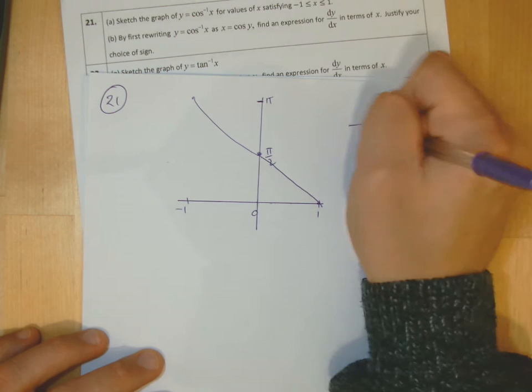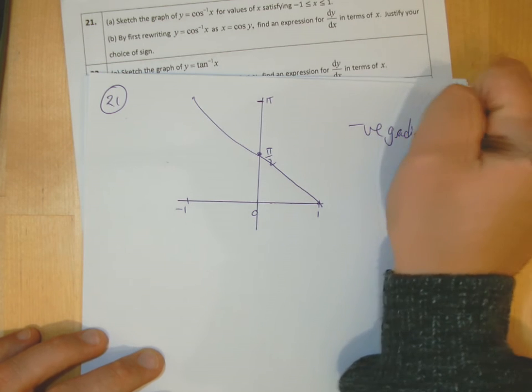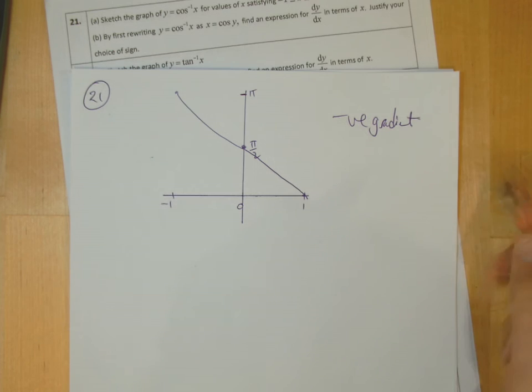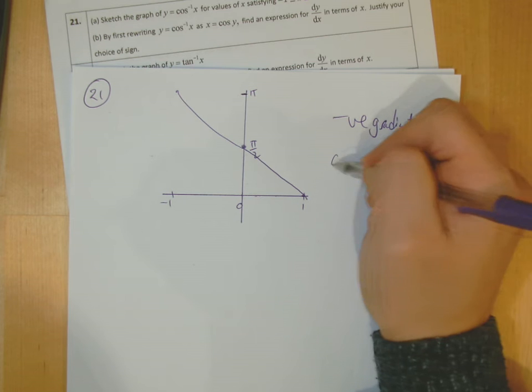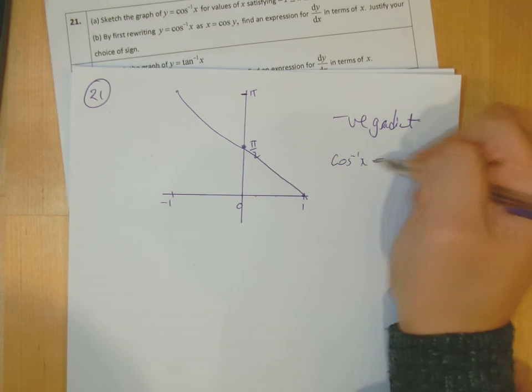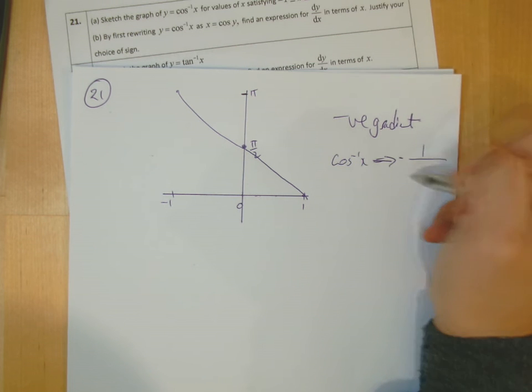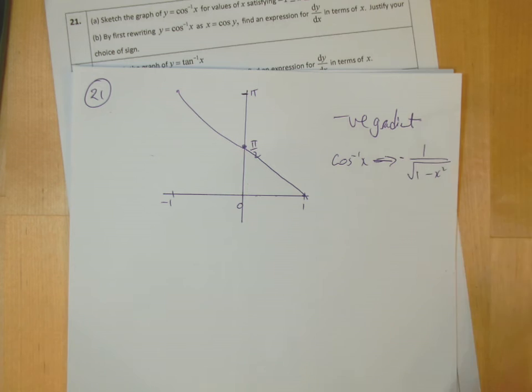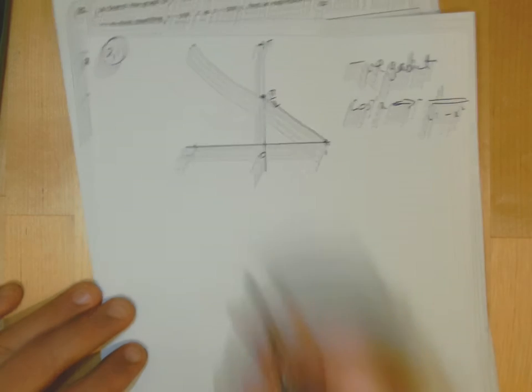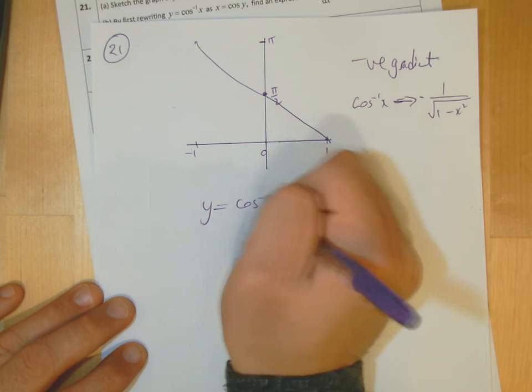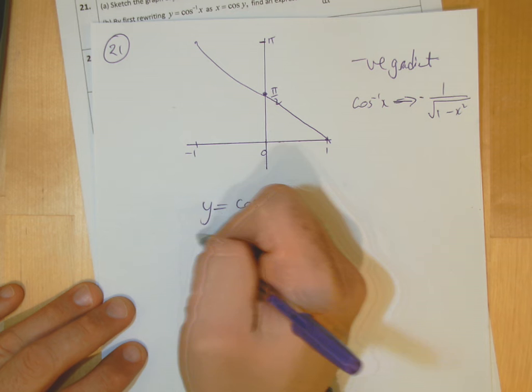Of course, negative gradient, we're going to expect that. We've got to expect negative gradient because in the formula booklet, isn't it? Cos inverse x becomes, when you differentiate it, minus, isn't it? 1 over root 1 minus x squared. There's a minus in front, so it's got to be negative gradient. That's what we're expecting.